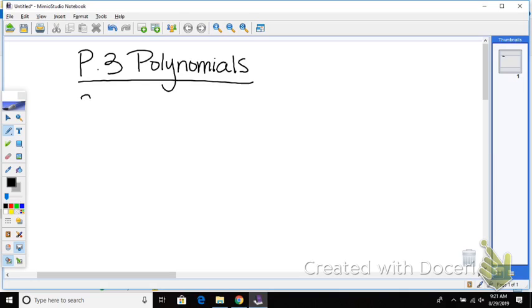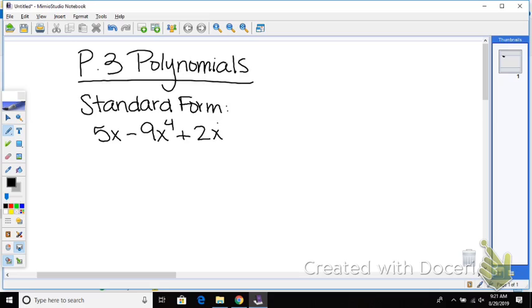If I have a polynomial, it's basically any degrees. So it could be like the 7th degree, the 27th degree, and you can have as many terms as you want. But it could look something like this: 5x minus 9x to the 4th plus 2x squared plus 7. This is an example of a polynomial. But this polynomial is not written in standard form.